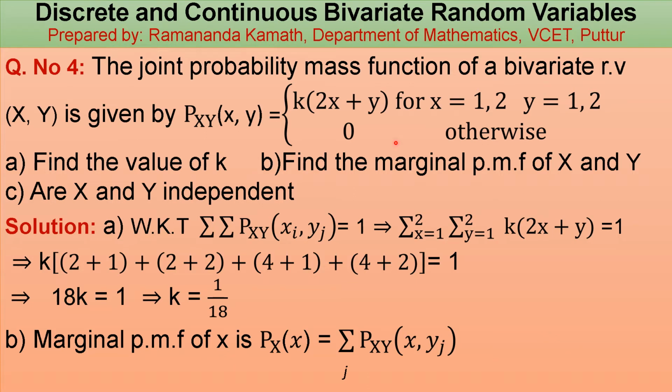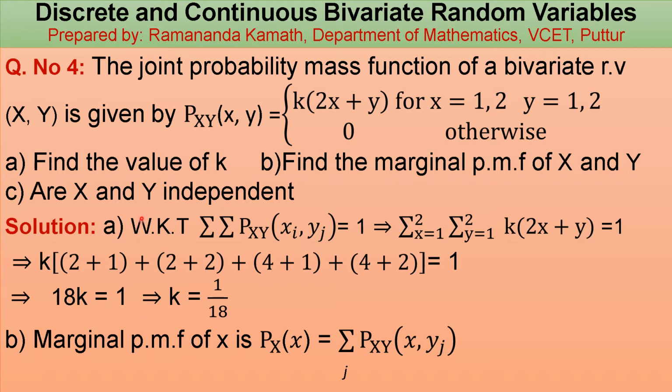We shall continue with the discrete and continuous bivariate random variables. Question: the joint probability mass function of a bivariate random variable (X, Y) is given by p_XY(x, y) = k(2x + y) for x = 1, 2 and y = 1, 2, and 0 otherwise. Find the value of k. Find the marginal probability mass function of X and Y. Are X and Y independent?